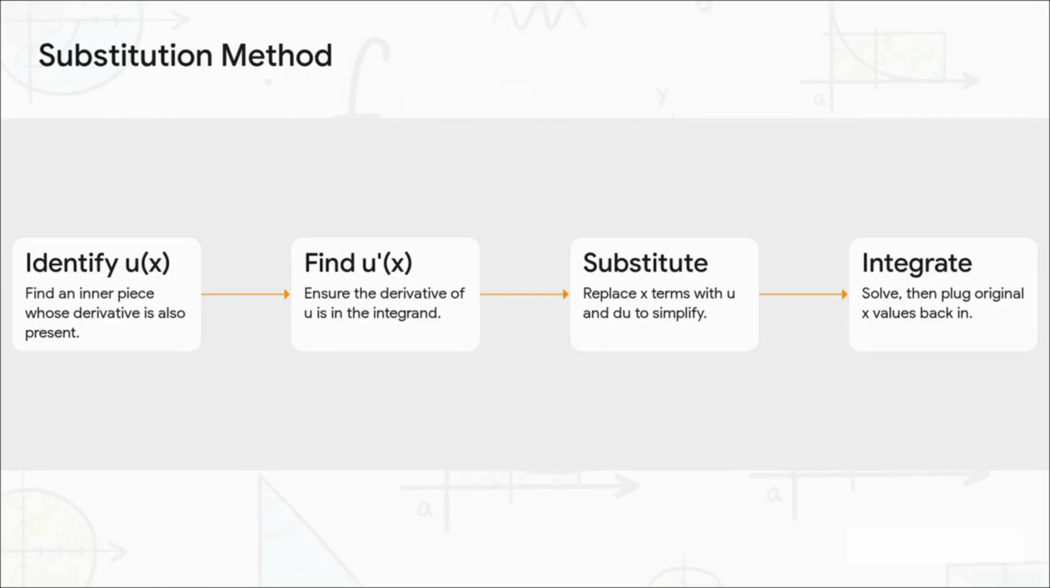But what about those trickier problems that just look like a tangled mess? For those, we use a method called substitution. Think of this as a reverse chain rule. You identify an inner piece of a complex equation, swap it out for a simple variable called u, make sure its derivative is present, simplify the integral, solve it, and then plug your original x values right back in. It is a remarkably elegant way to untangle messy equations.